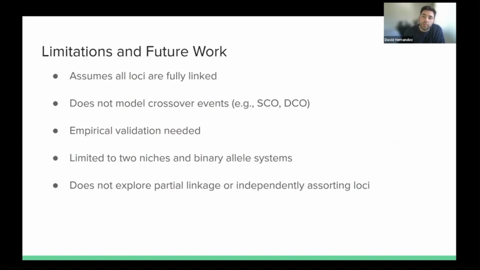Some of the limitations of our model are that it assumes all loci are fully linked. It doesn't model crossover events. There are only 2 niches and binary allele systems, and we would need some empirical validation in order to validate the inversion dynamics and the hybrid structures.